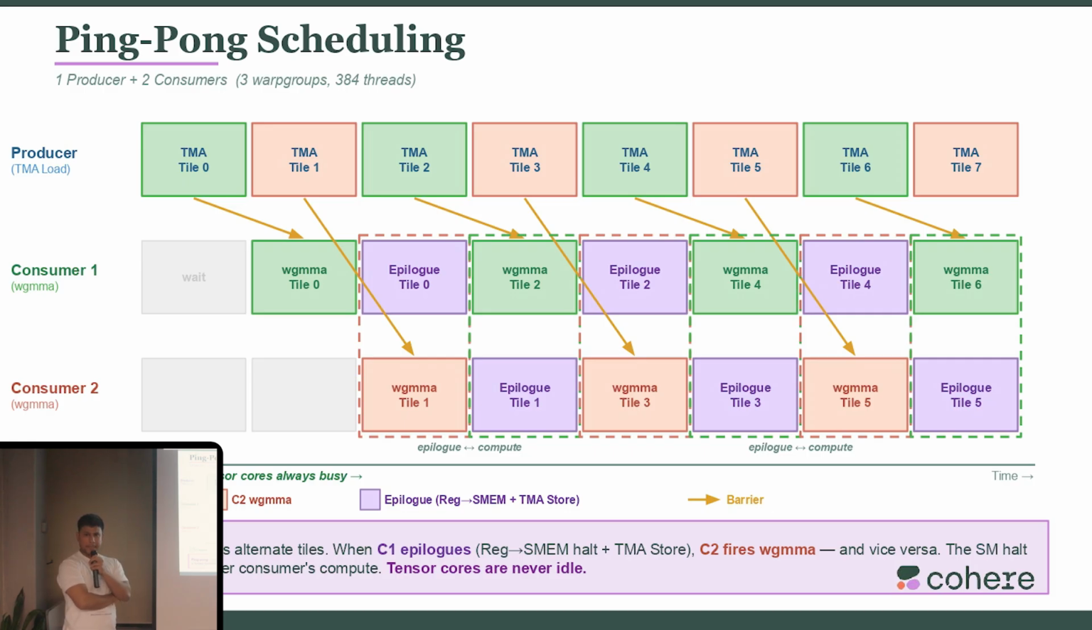So the trade-off is basically smaller tile sizes. I think with ping-pong, it goes up to 128 cross 192 or 208, the maximum tile that you can compute, the tile M and tile N sizes.